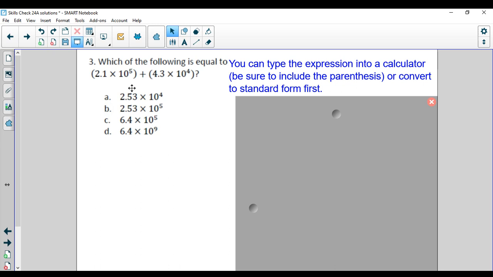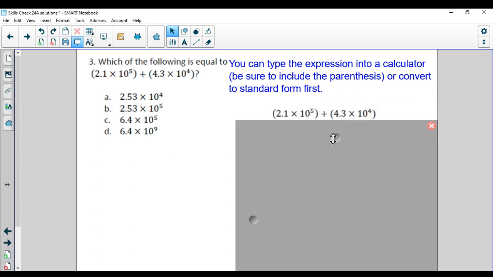Number 3 is a review of how to add in scientific notation. You have 2 choices here. One is to simply type this into the calculator as it is, remembering to include the parentheses. The other option is to convert to standard form first. So that's the method I'm going to show you here.